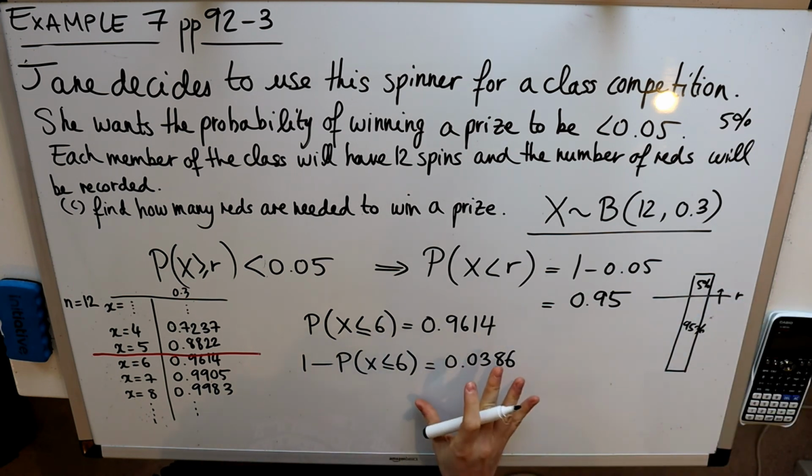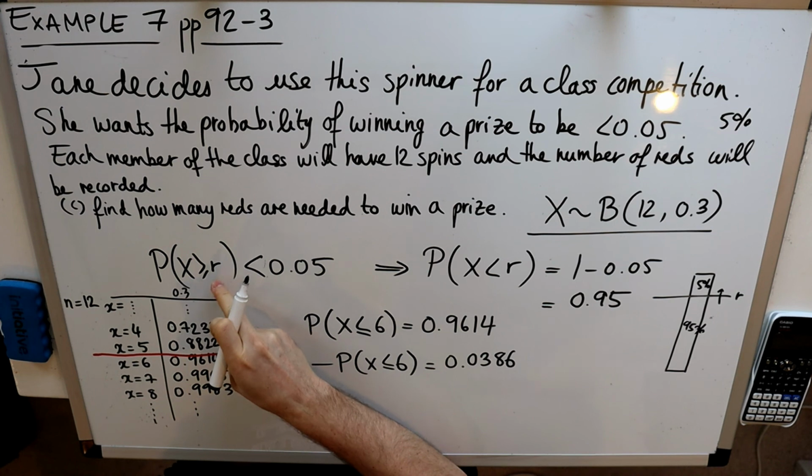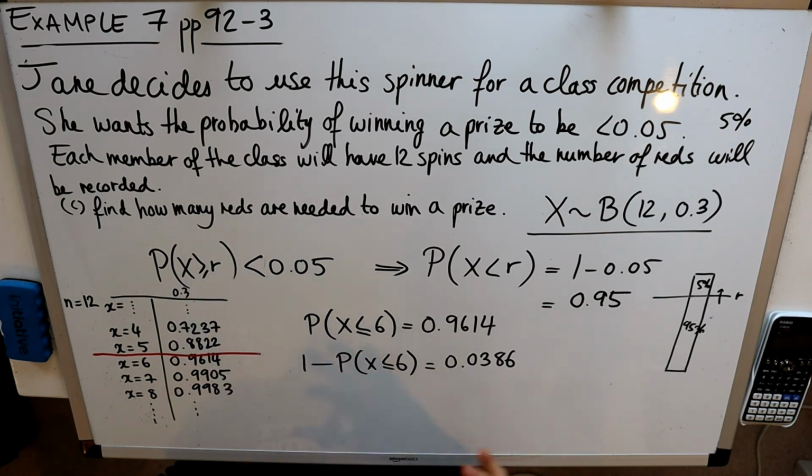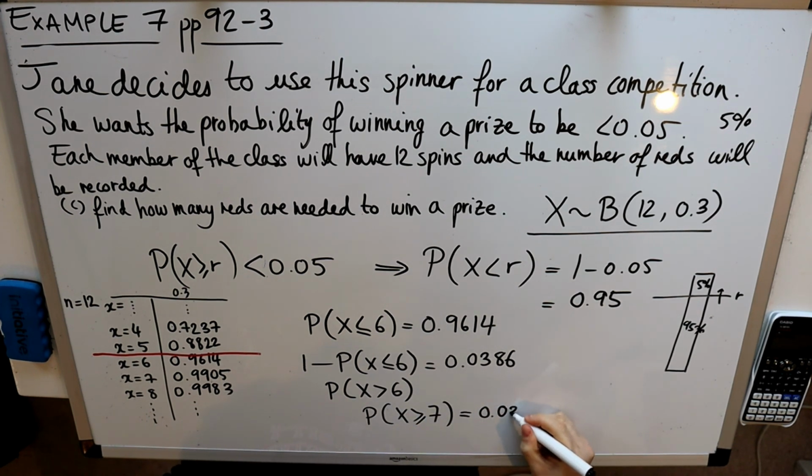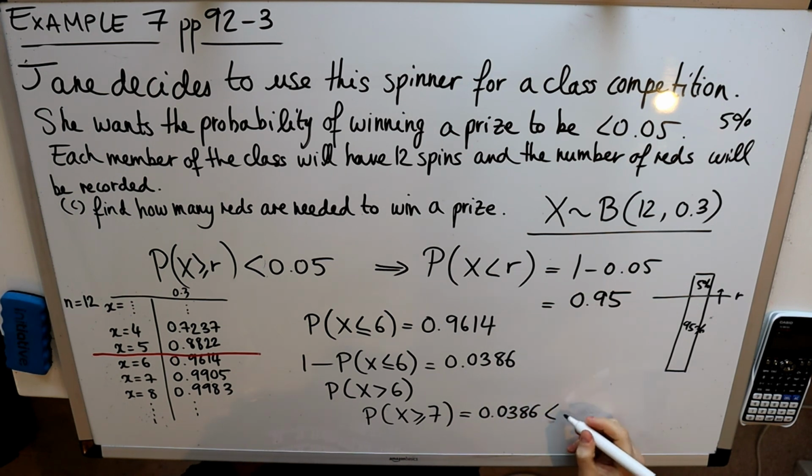However, I then need to rephrase this again to make sure that it fits this format here, the number of reds or above. What this is equivalent to is P of x strictly greater than 6, which tells me that if I get strictly more than 6, I win. So what I'm interested in is P of x, again because they are whole numbers, greater than or equal to 7, is equal to 0.0386, which is the first value that is strictly less than 0.05. So this is the pivotal point.